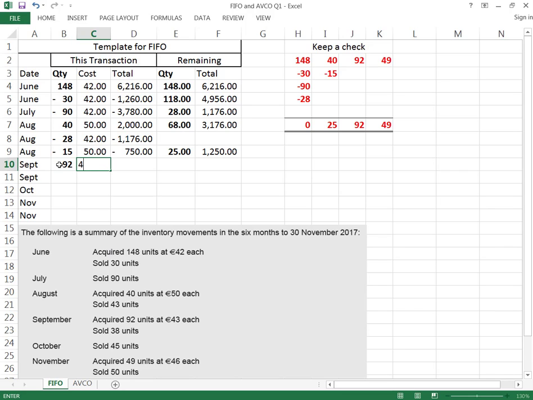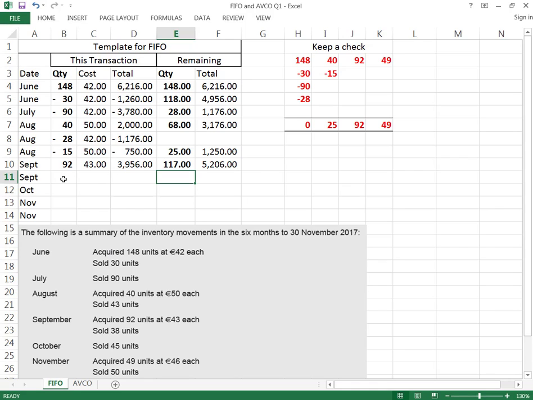The value of each of these is 43. So the value of that purchase is 92 multiplied by 43, so 3,956. So what do we have in total? We have 92 plus 25, which is 117. And the total value of those 117 is equal to the 1250 that we had originally, plus the extra 3956 that we have spent. Okay, so 5206 is the value of what we have left.